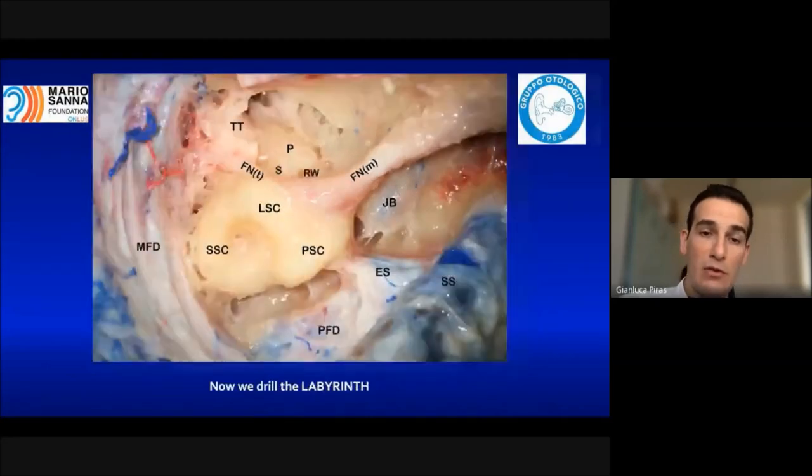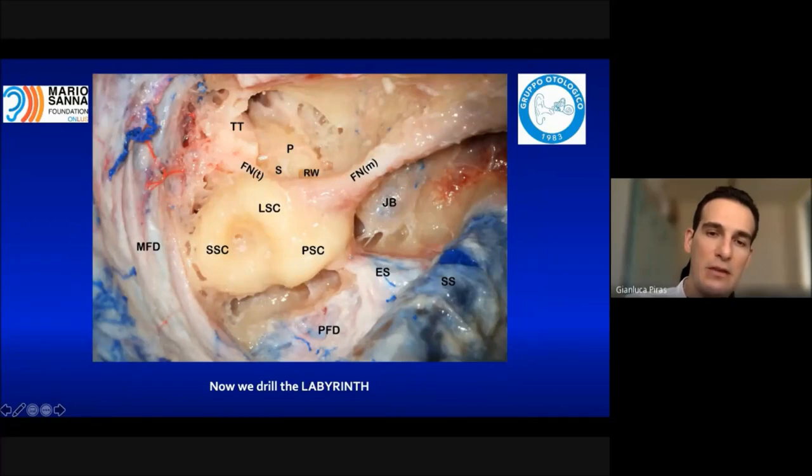So for the labyrinthectomy, you always start from the lateral semicircular canal, then the posterior canal, you see it's perpendicular, and perpendicular to the posterior semicircular canal, you have the endolymphatic sac and duct. In a deeper plane, you have the superior semicircular canal, and you see the relationship between the middle fossa dura plate and the superior semicircular canal. So if you want to open the canal, you have to find the middle fossa dura plate.